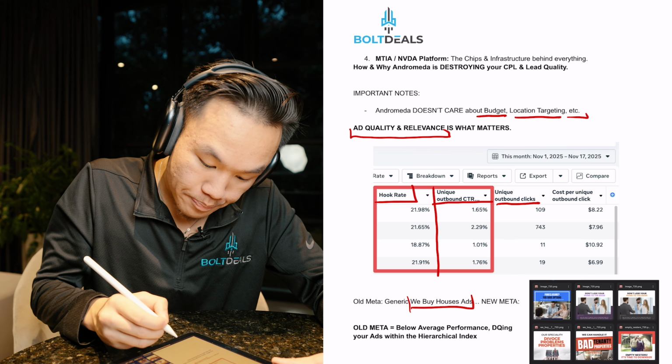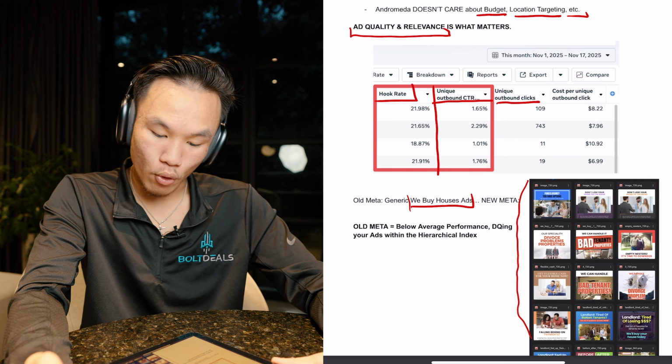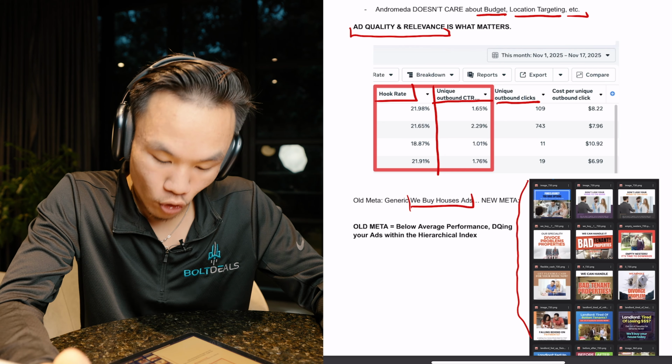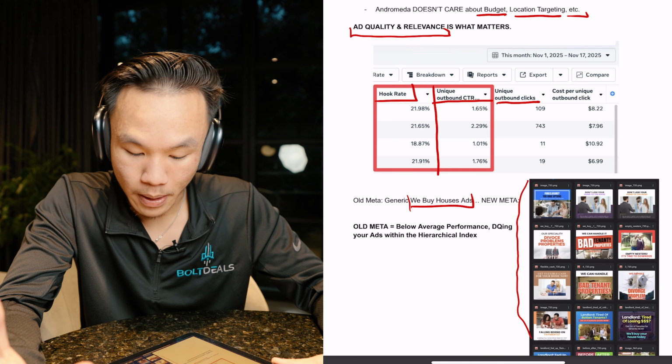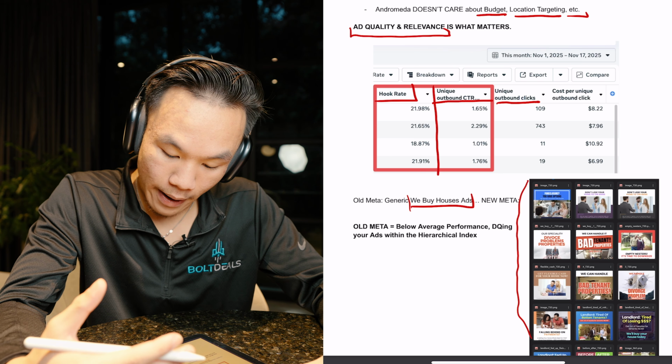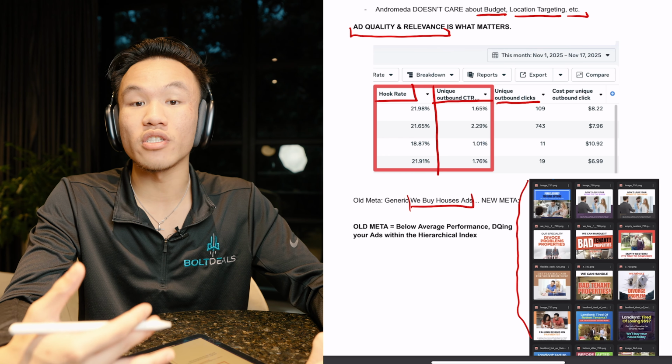The new meta adds targeting specific motivations and pain points. So people going through foreclosure, people who can't make their mortgage payments, tired landlords, divorces, relocations, things of that sort. Because when we have different motivations, we can create different variations on top of that, and you're going to see this in a second, which I'll break down as an ad kaleidoscope shortly.